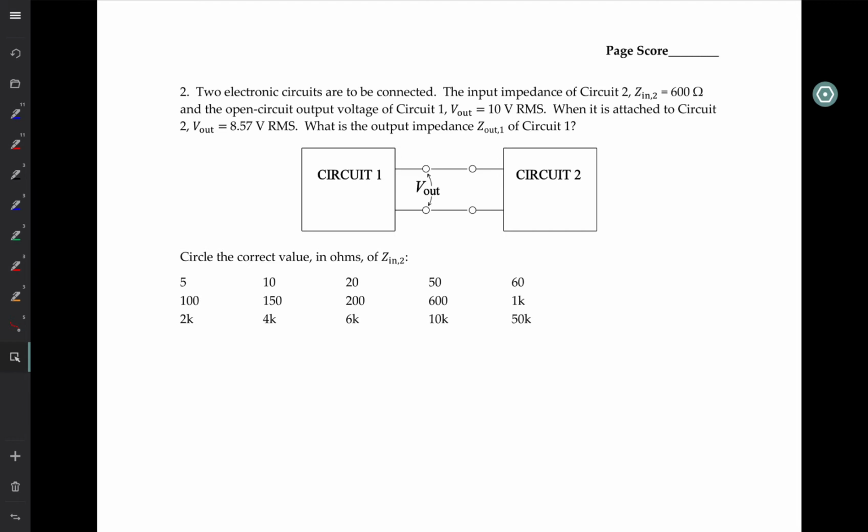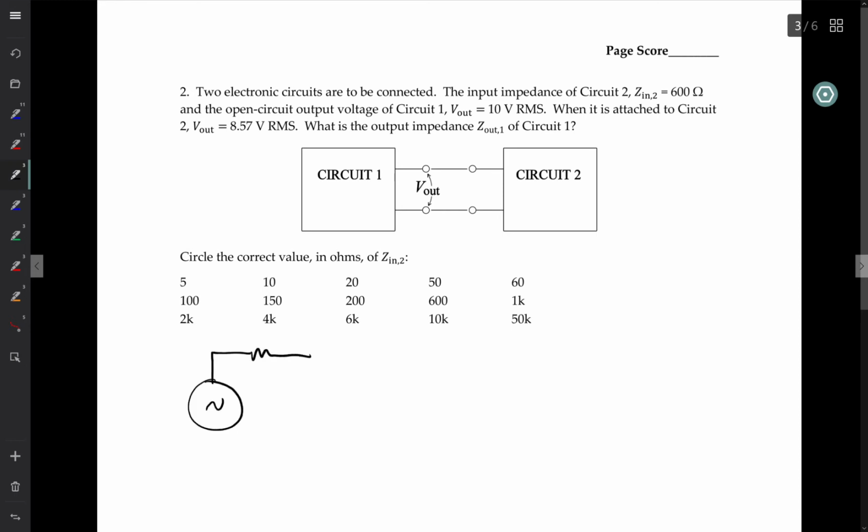If you try to do everything in your head, you have a lot of problems, and so you draw pictures. It will make life easier. We start with a correct pen, and we draw a voltage source in series with some impedance I will call Z1. That is the output impedance of circuit 1. I'm going to attach that to circuit 2, which I'm representing by an input impedance called Z2.